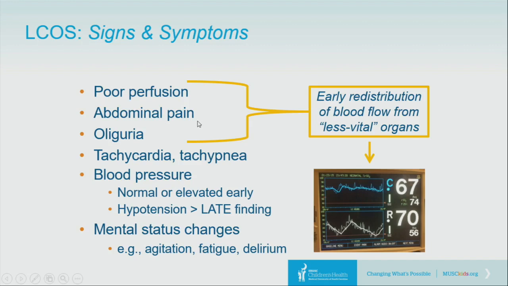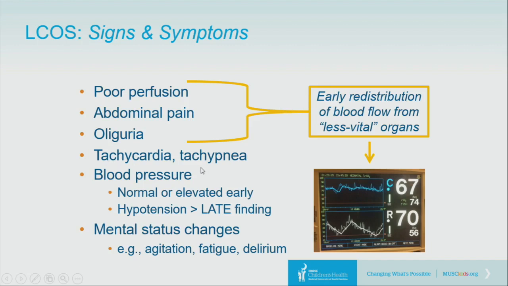So what are the signs and symptoms of low cardiac output syndromes? Well, early on in the process, we often see poor perfusion, complaints of abdominal pain or feeding intolerance, and oliguria. And the reason we see those things earlier is because there's this autoregulation that occurs in the circulatory system to redirect blood flow to the vital organs, which are the brain and the heart, at the expense of providing less blood flow to the mesentery, to the kidneys, and to the skin.